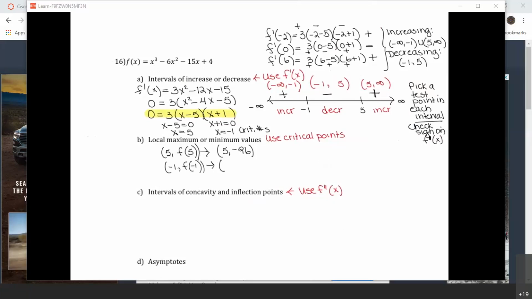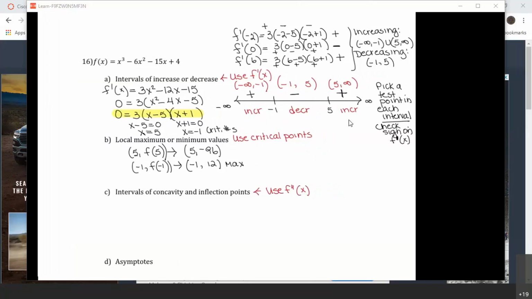When I plug -1 into my function, I got 12. Now again, you can guess that this must be the min and that's the max. How else could you tell? Take a look at the increasing, decreasing. You are increasing up to f of -1 and decreasing away from it. So yes, this is going to be your max. And if you take a look at f of 5, you decrease down to it and increase away from it. So this is your min.